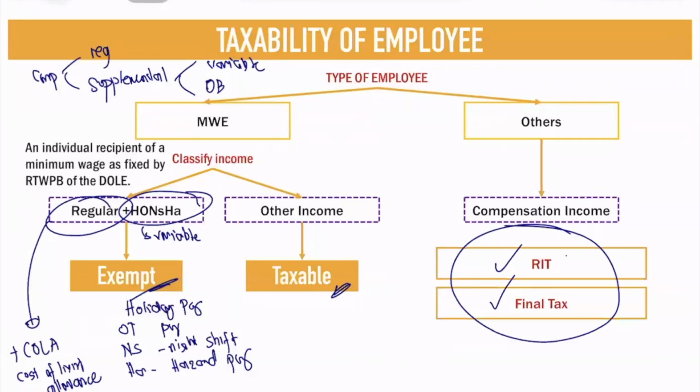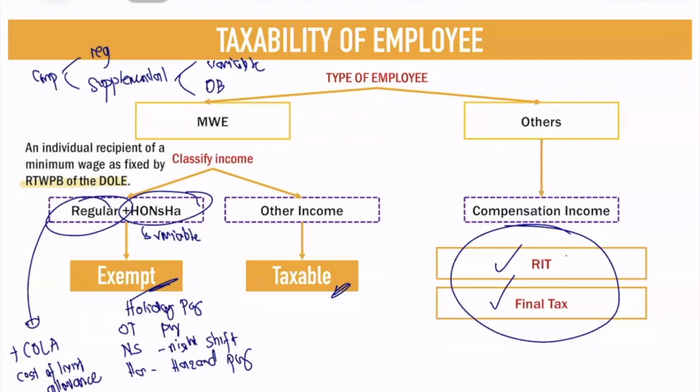But who is an MWE? An MWE is an individual recipient of a minimum wage as fixed by RTWPB of the DOLE. So an individual recipient of minimum wage fixed by the DOLE. So if ever you are a minimum wage earner, then you classify the income. But if not, you don't need to classify the income because normally it is taxable, subject to RIT or final tax. For MWE, some income is taxable, some income is exempt. What income is exempt again? Regular plus your variable compensation or variable supplemental compensation income.